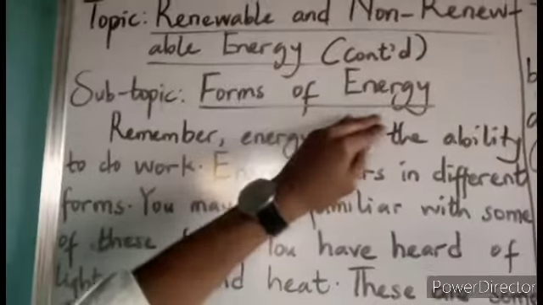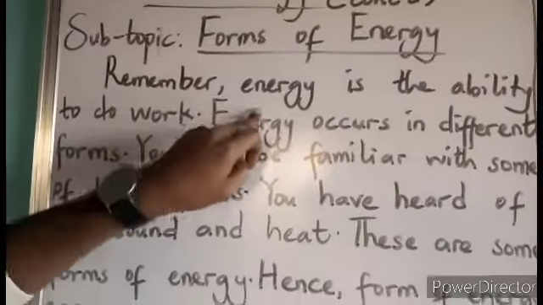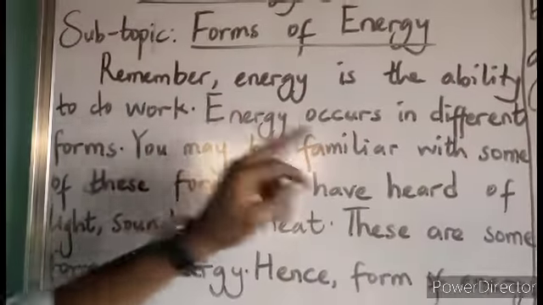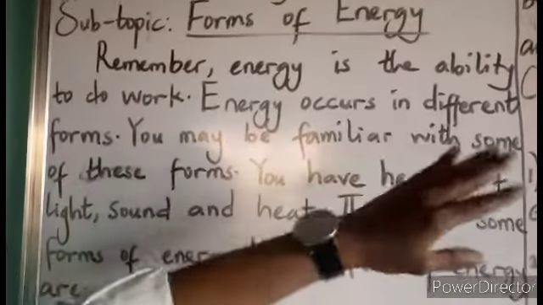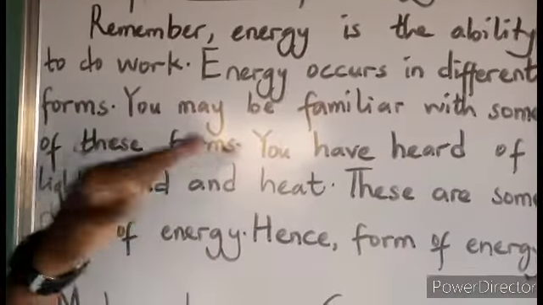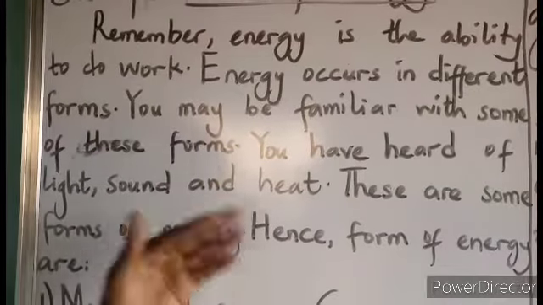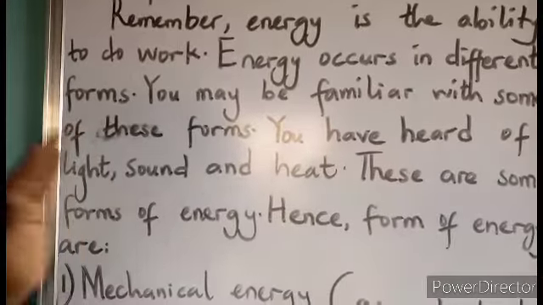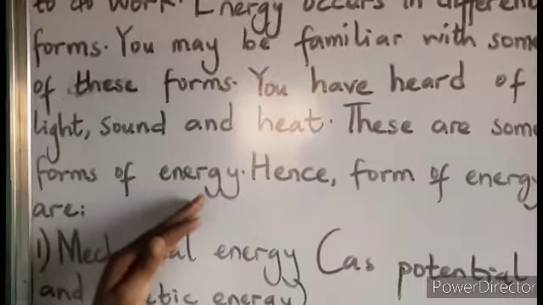Forms of energy. Remember, energy is the ability to do work. Energy occurs in different forms. You may be familiar with some of these forms because you have learnt it in your year 1 to 6, and I know you can even mention some on your own. Now, you have heard of light, sound, and heat. These are some forms of energy.